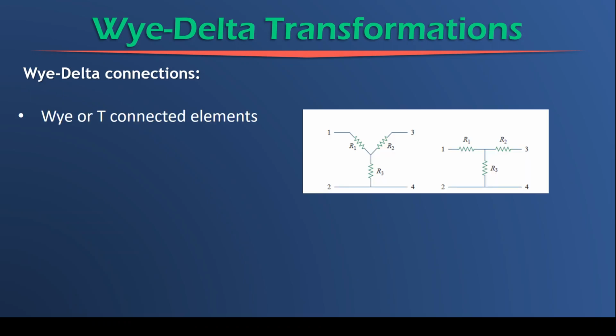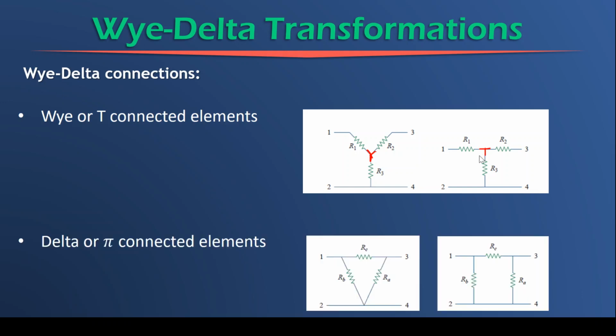So first we're going to look at the different configurations of Y or delta connections. So first we start with the Y or T connected elements. So the Y connected elements, as you can see in this diagram, we have the actual Y connection and the T connected element. Similar to the Y connected elements, you can see there's a T connection there. So both of these configurations can be seen as Y connected elements.